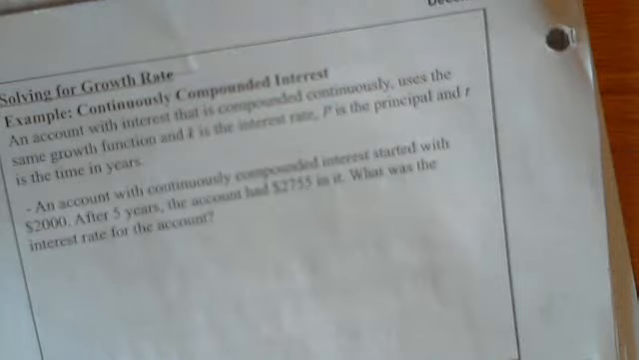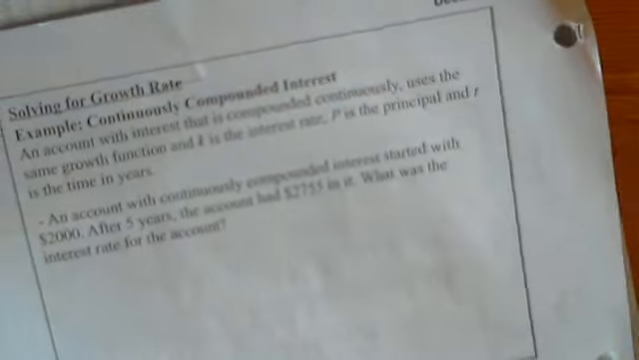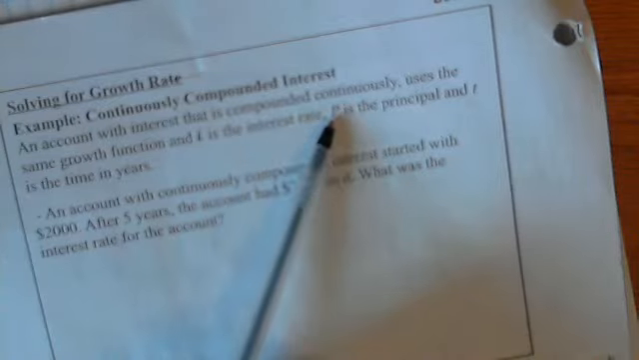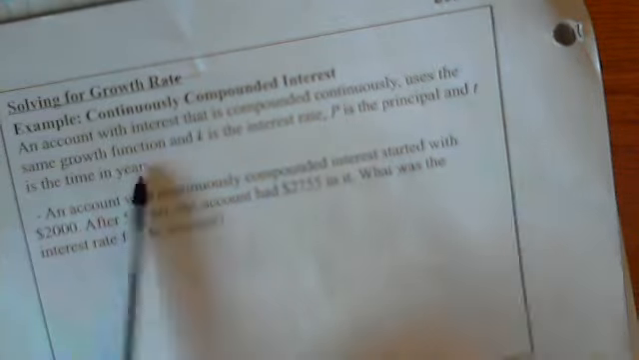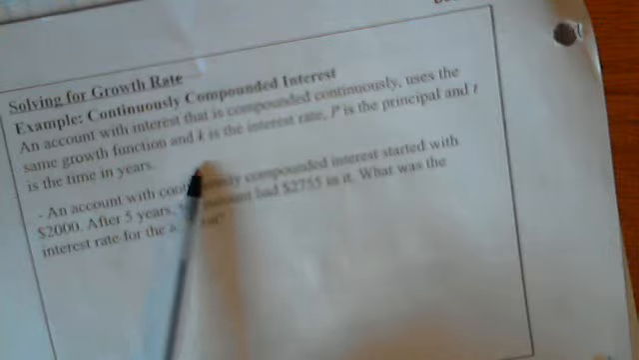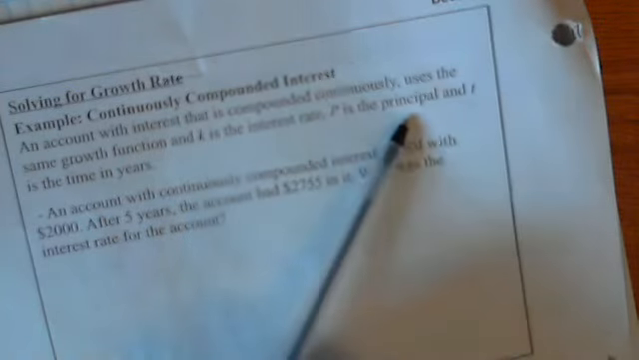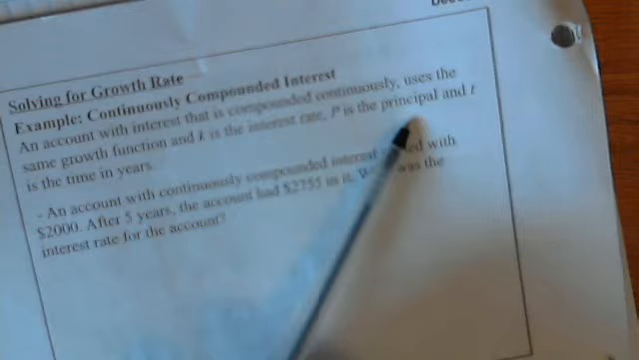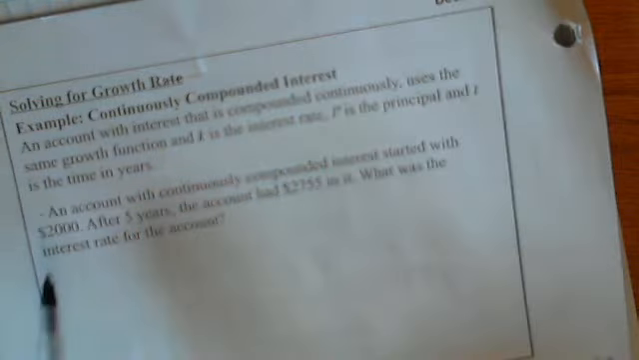Let's get some more practice on solving exponential and logarithmic word problems. All right, in this case we have a very common application of an exponential word problem. An account with interest that is compounded continuously uses the same growth function that we've been working with on the last problem, and K is the interest rate, P is the principal amount, the amount initially invested, and T is the time in years.